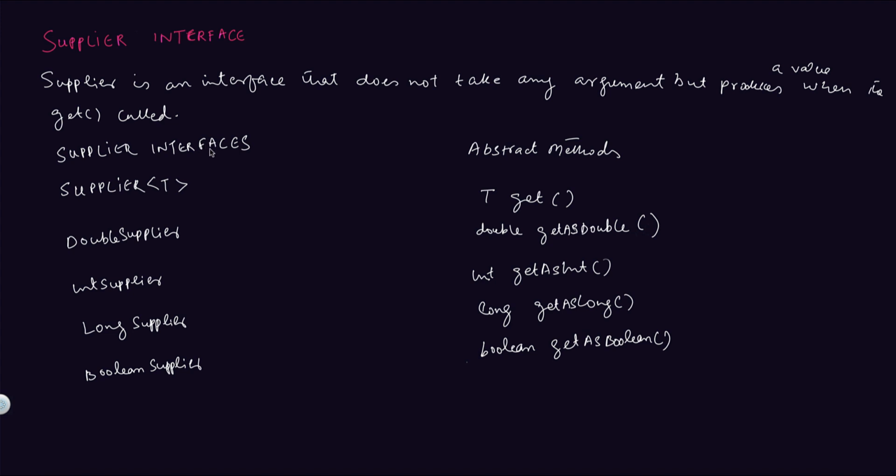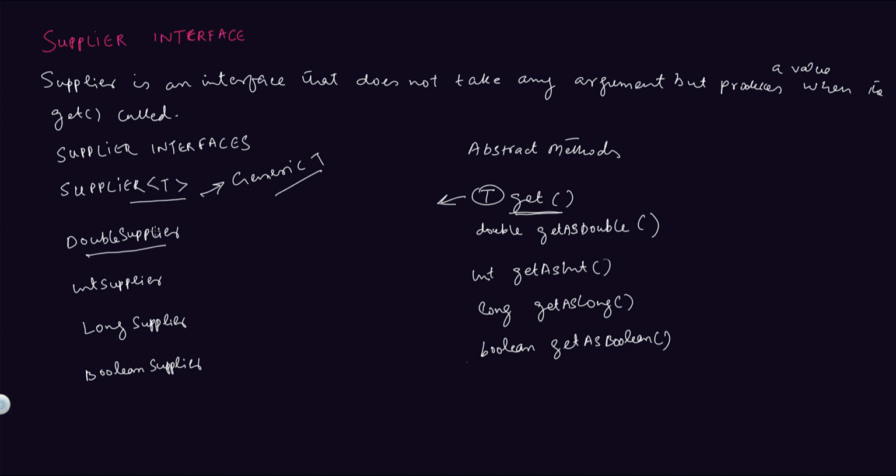In the supplier interfaces, there are many different types of supplier interfaces provided by the Java 8 library. Some of them are given below. In this interface, T represents a generic type T, and it has an abstract method get, and T means that it will be returning any object reference data type which we would be using with this supplier interface.